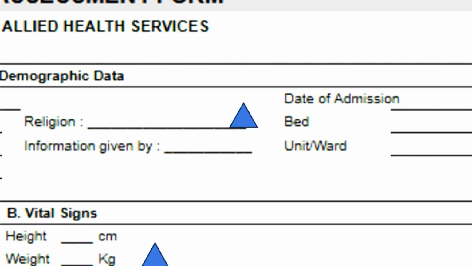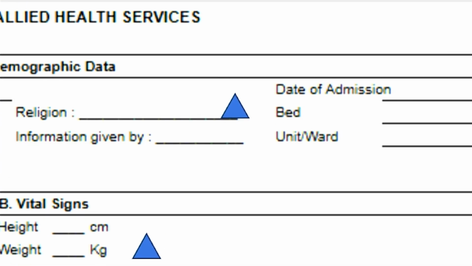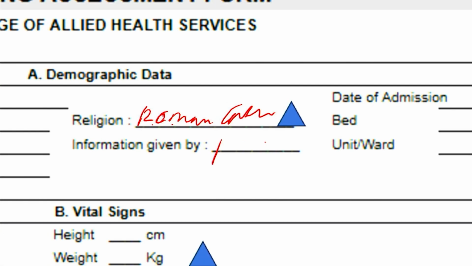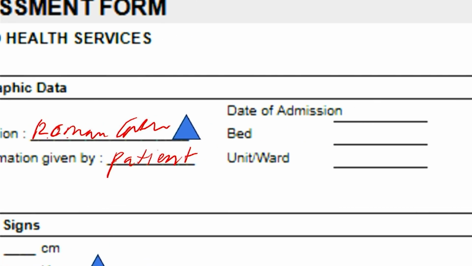Part of the demographic is the religion. You can put here what the religion is: Christian, Muslim, or Roman Catholic. But remember, never put RC or make things a little bit short. You really have to complete the words Roman Catholic. Do not abbreviate. Now, for the information given by, usually this is going to be the patient, which is the primary. Secondary is the wife or the son who's giving you the information. But here we usually place patient. Then we're going to put the date of admission.